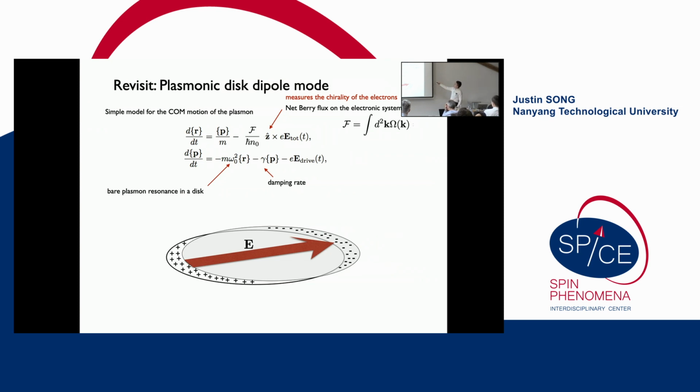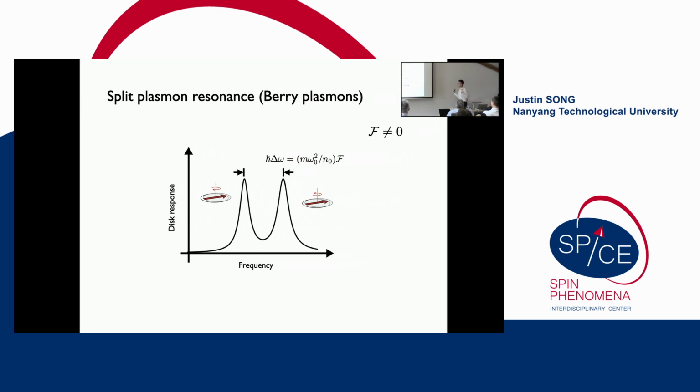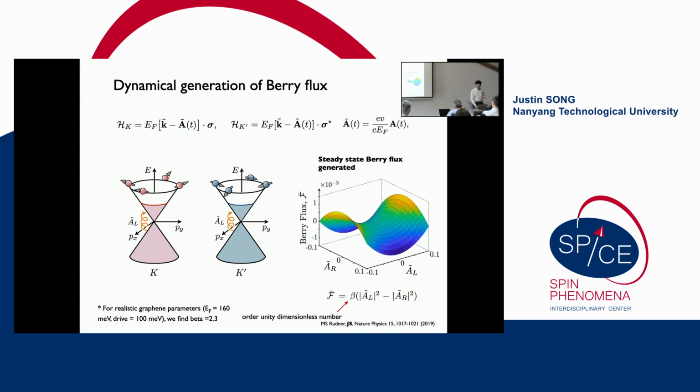And it measures the chirality of the electrons. Let's make sure that we're walking through this quite well, right? If there is no Berry flux in the system for the circular disk, the left-hand and right-hand modes have the same energy, all right? So they're degenerate on top of each other. If I look at the disk response, this is a simple plasmon resonance of my disk, like that. But if I now have Berry flux that's non-zero, then this disk response will now split, all right? So my left-hand mode and my right-hand mode are no longer degenerate with each other, right? I want to get to this thing here. So that's where I want to get to. So how will we get there?